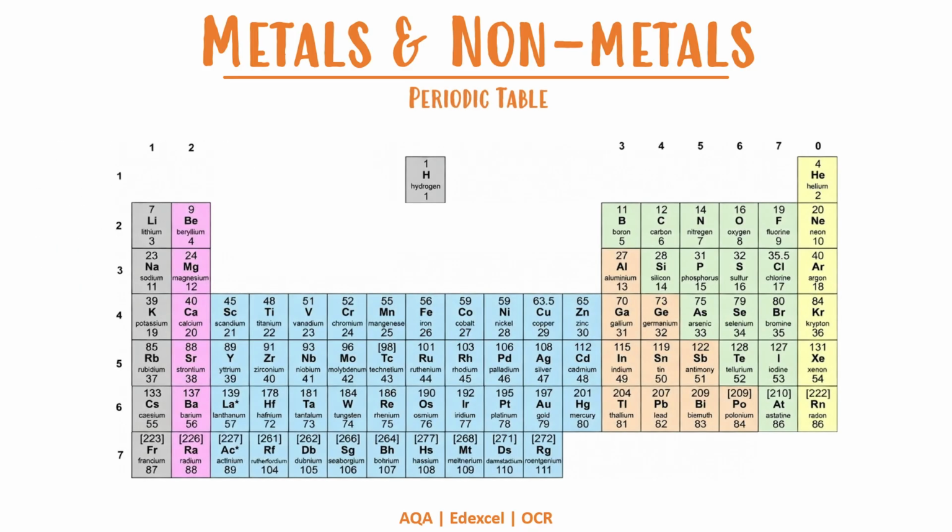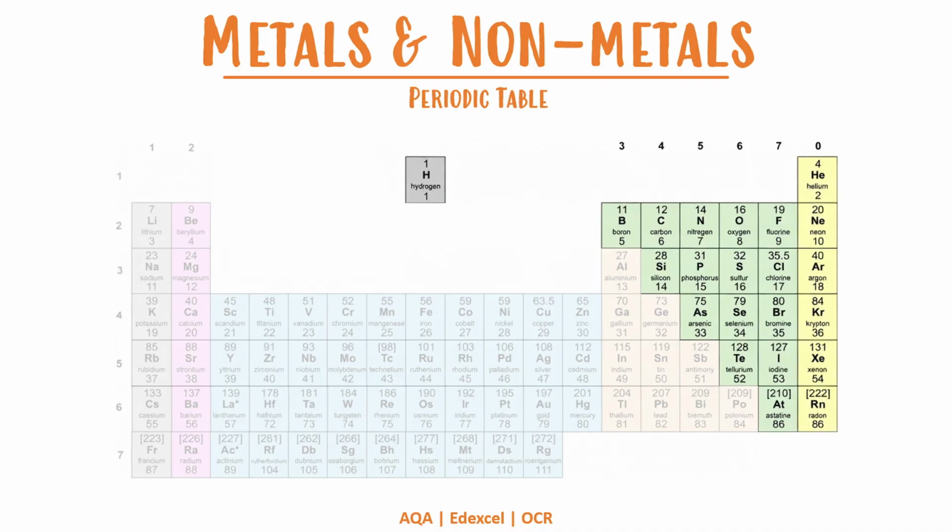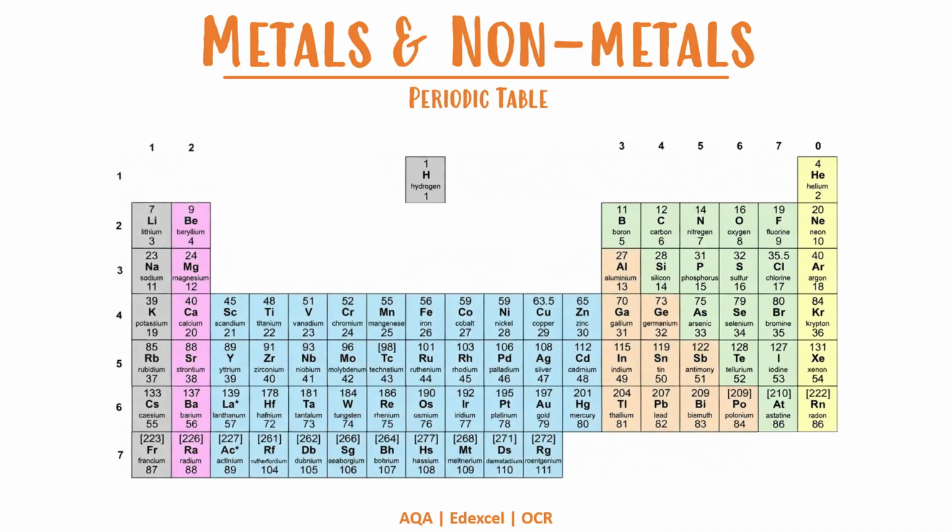Now, the metals are actually found on the left-hand side of our periodic table, whilst non-metals are found on the right. And you can always differentiate the two by the staircase that's formed by the split of metals and non-metals.